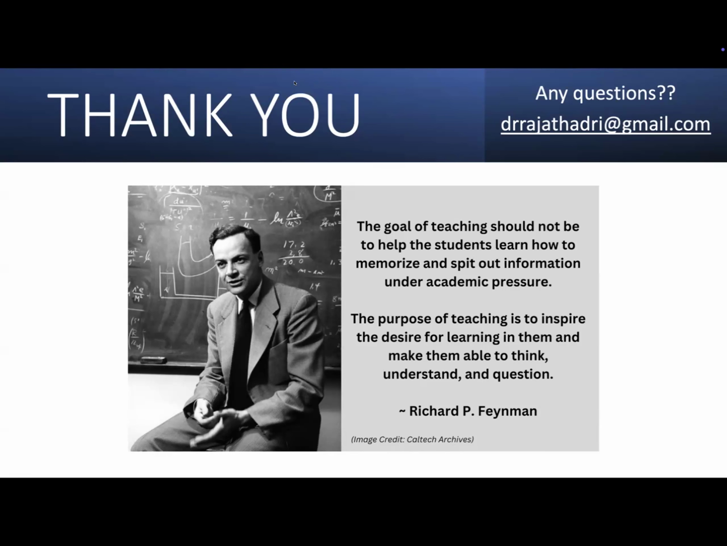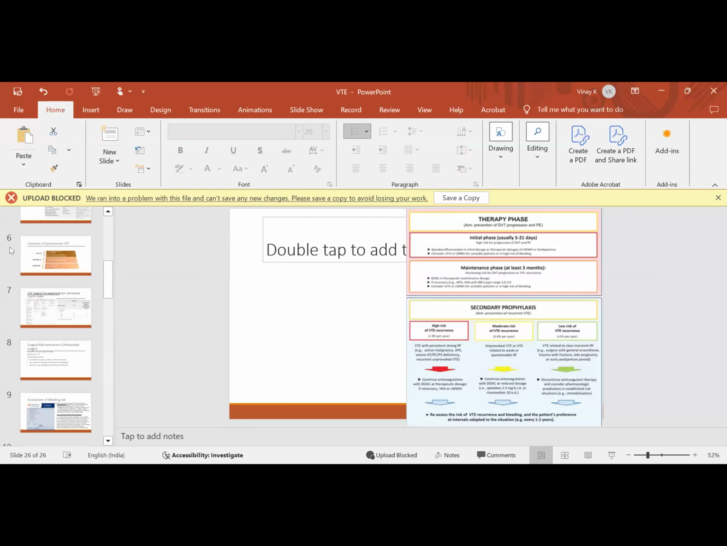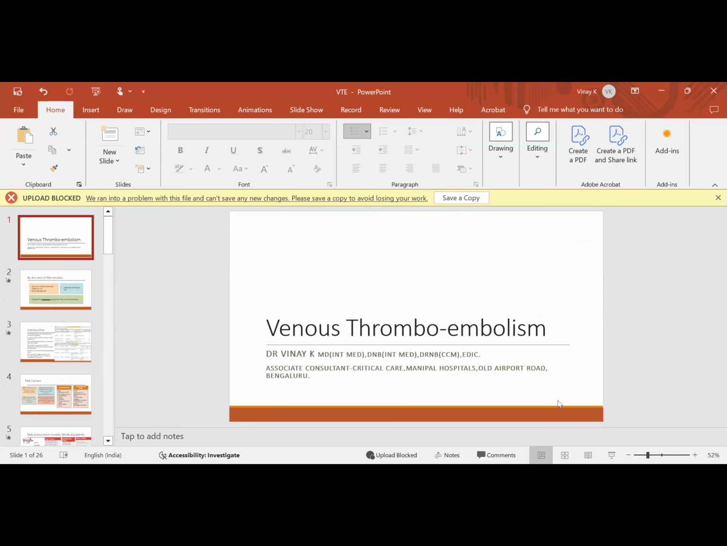Okay, that's great. Any further questions from the audience? Sir, one question. Is there any special advantage of doing viscoelastic testing over conventional PT-INR and fibrinogen level? Is there an evidence base, like a reduction in number of transfusions or some mortality difference, or is it just that the report will come in faster?